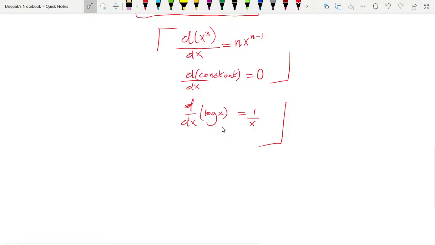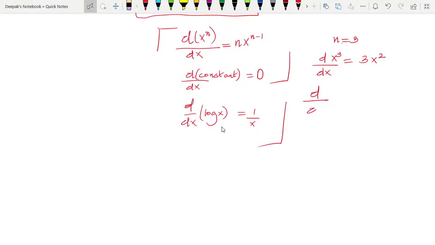Let us say n is 3 here. So what will I get? d/dx of x to the power 3. What will I get? 3x square. Okay, using this formula. Understand?